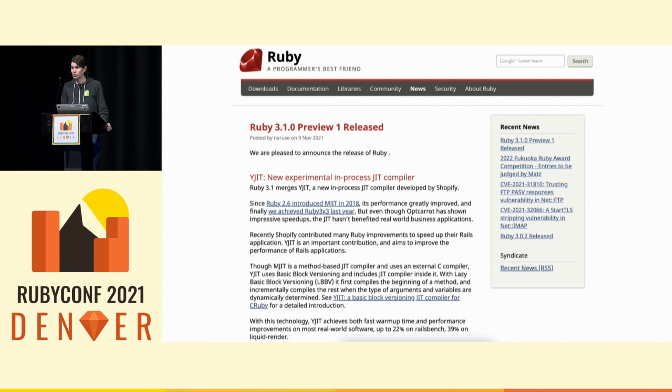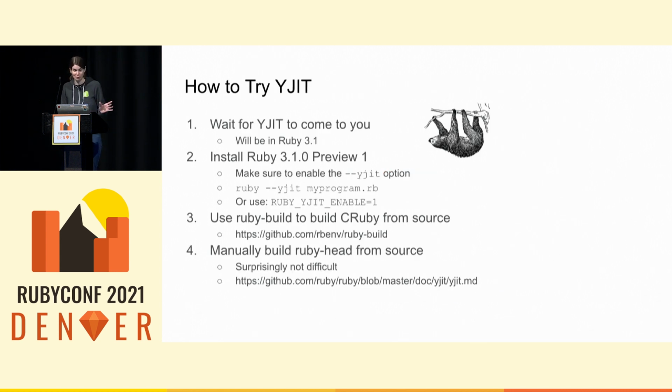So if you want to try YJIT, you can take one of multiple approaches. You can take the lazy approach and wait for YJIT to come to you in Ruby 3.1. If you're very eager, you could download and install Ruby 3.1.0 Preview 1. If you do, make sure that you pass the --yjit command line option, because YJIT is still considered an experimental feature and it's disabled by default.